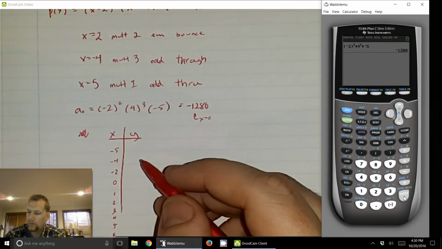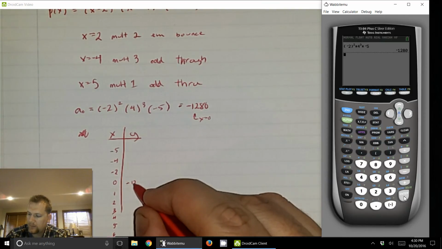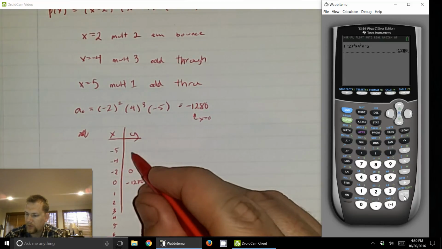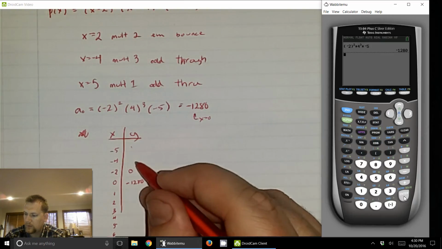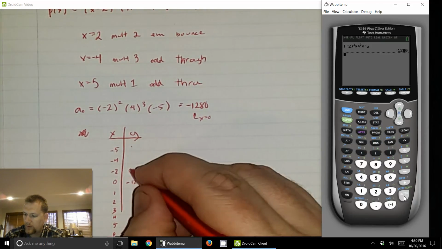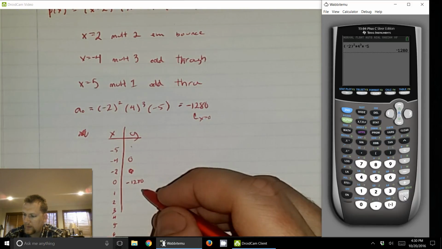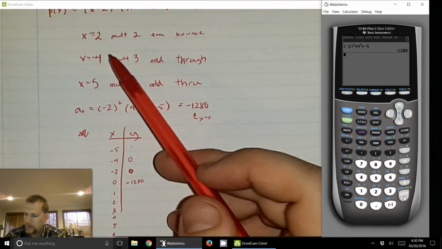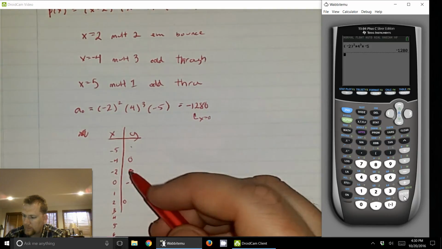So we can get all these numbers, but we already know a lot of these. Sorry, that one wasn't a 0. The −4 was a 0. 2 is a 0. And 5 is a 0.